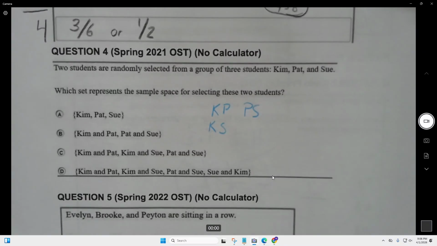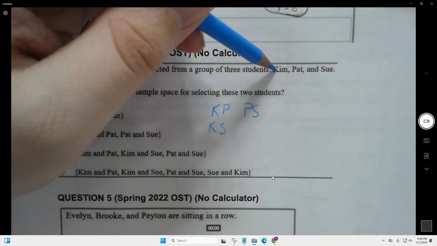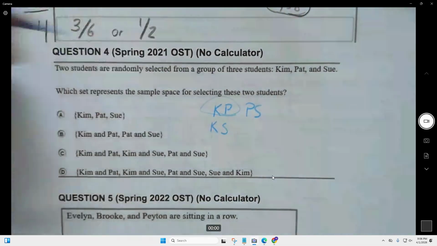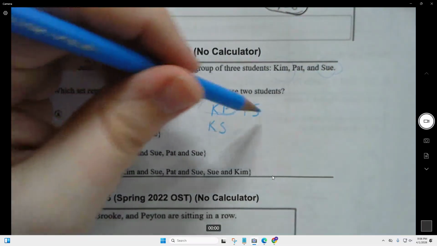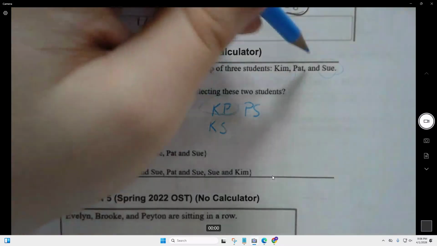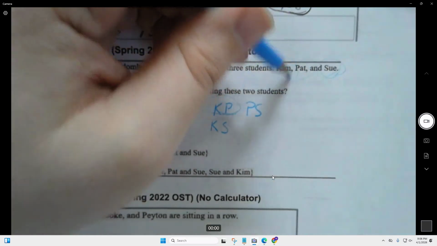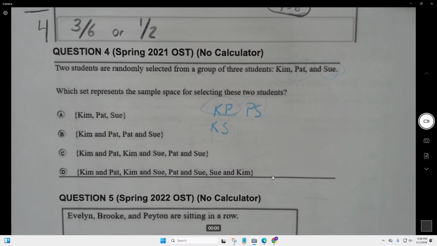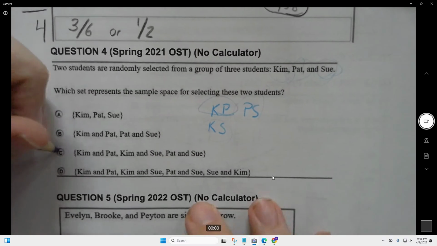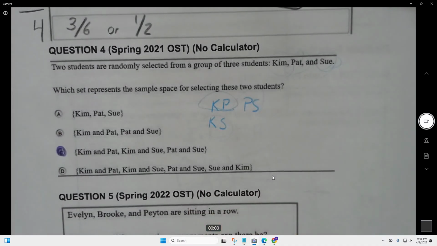It doesn't matter what order they're chosen in, because if you have Pat and Kim, that's already covered by this option. If you have Sue and then Kim, that's covered by this option. And if you have Sue and then Pat, that's covered by this option. Realistically, there's only 3 possible options. So it is C.